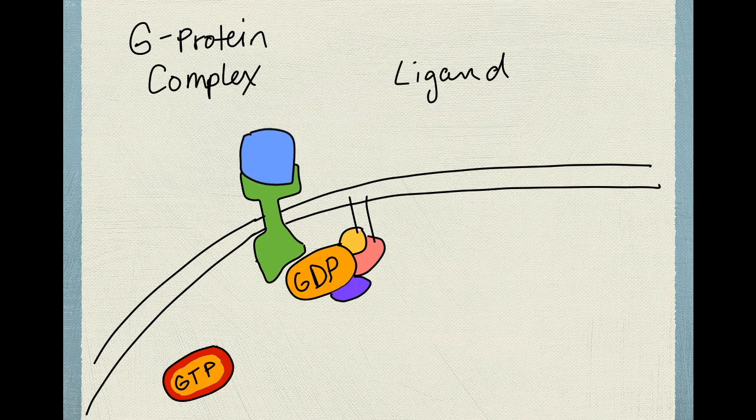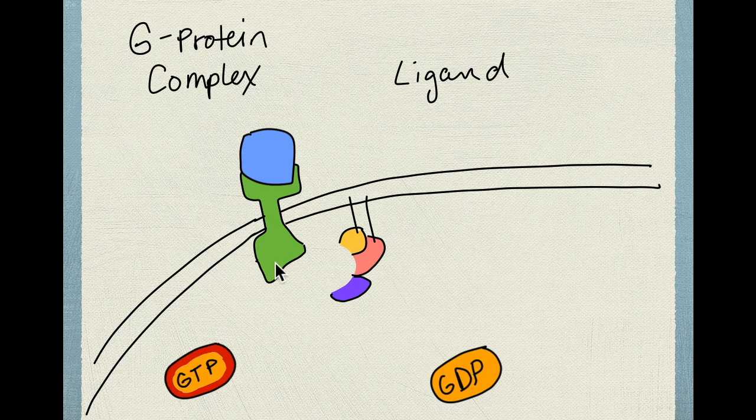So the ligand is going to attach. This is called a G protein complex because we have a guanosine diphosphate here attached as part of this complex, and so the ligand is going to attach here and cause a conformation change within this protein. That means the protein is going to change shape. When that occurs, it's going to kick out the guanosine diphosphate and allow for the guanosine triphosphate to be attached here.